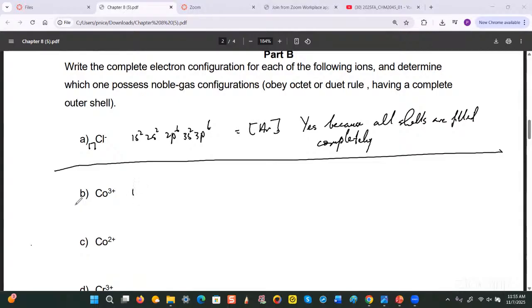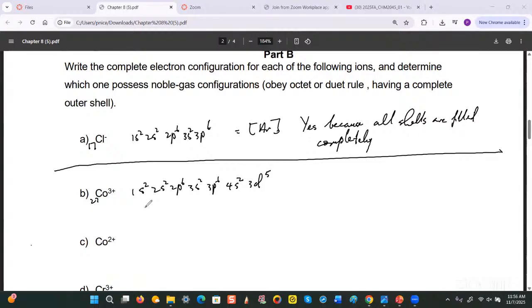Cobalt, what's the atomic number of cobalt? 27. So that would be 1s2, 2s2, 2p6, 3s2, 3p6, 4s2, 3d5. All right, so that's for the cobalt atom.